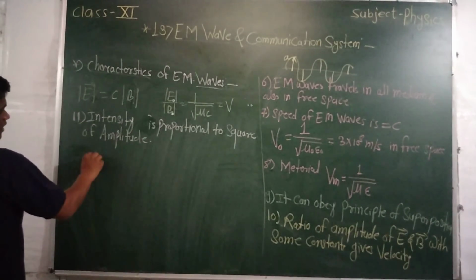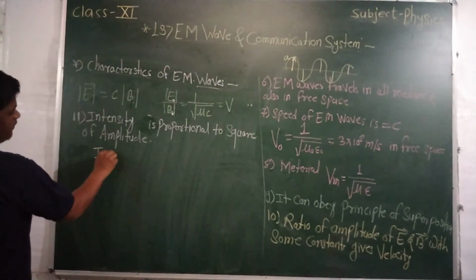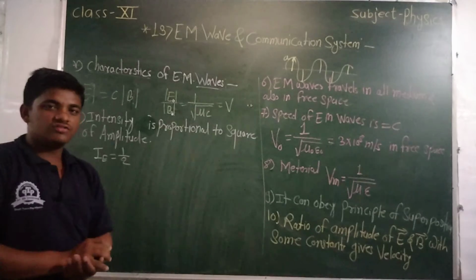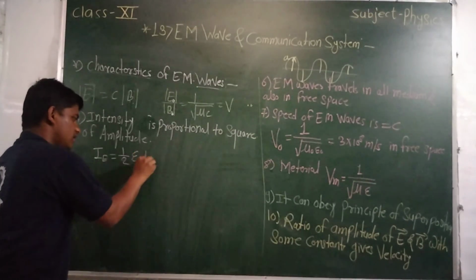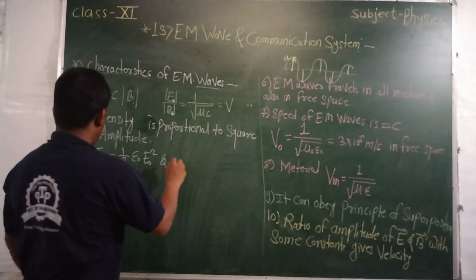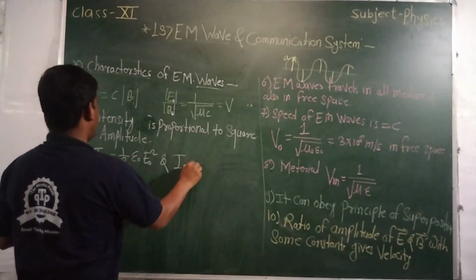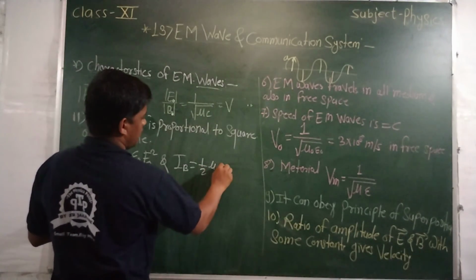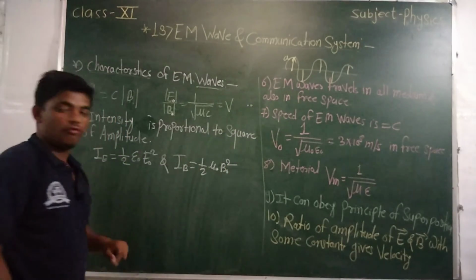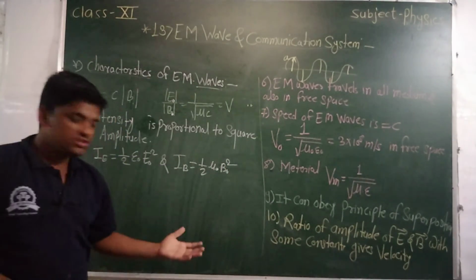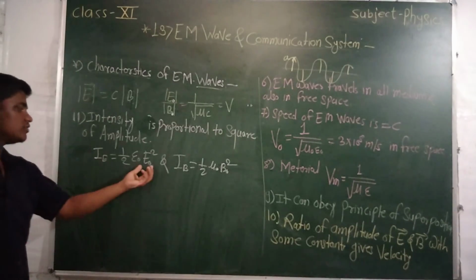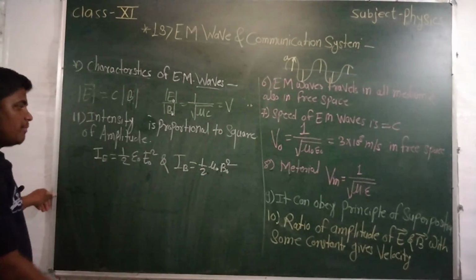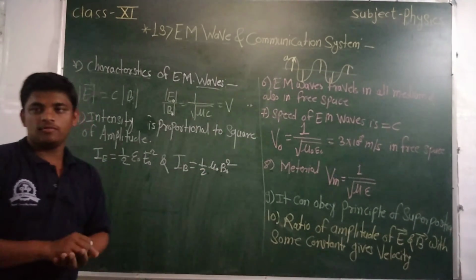The intensity I for the electric field is equal to half of epsilon 0, which is a constant, into E0 square, and for the magnetic field, half of mu 0 into B0 square. This is all about the intensity being proportional to the square of the magnitudes. The 1/2 is also a constant, and permeability and susceptibility are also constants.